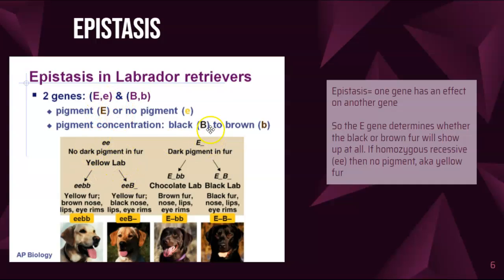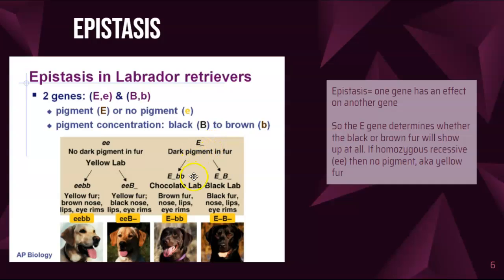If you're a big E, that means, oh, yep, you're going to have pigment, but the question is going to be how much and how dark, okay? So this E is going to then affect the B gene. And it might be easier to just take a look at these pictures here. But if you have the dark pigment, then okay, that's there, great.